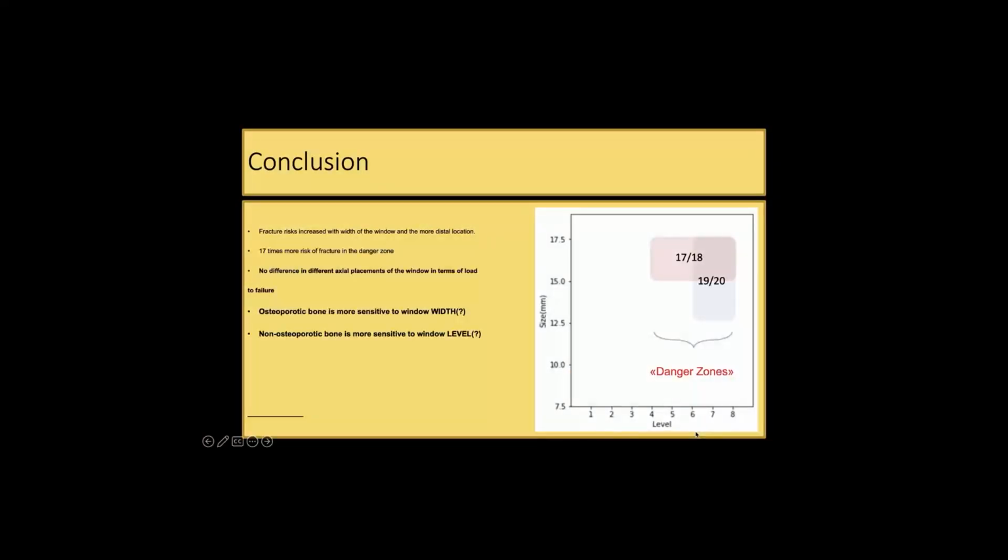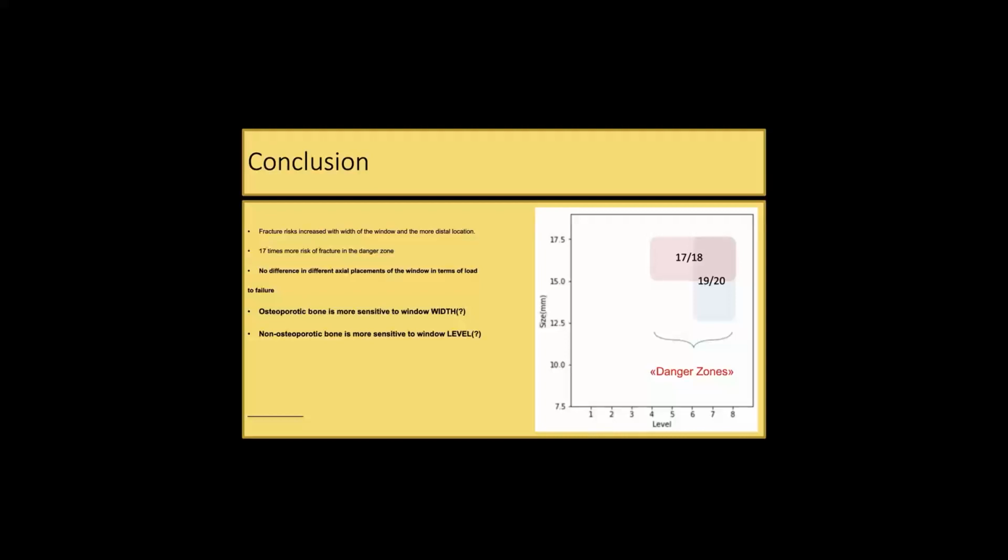The most important result in the study was the zones where the fractures occurred in both models. So on the right hand side you can see the fractures of the osteoporotic bone are represented by the red triangle, while the fractures of the non-osteoporotic bone are represented by the blue rectangle. So 17 out of 18 fractures happened within the red rectangle for the osteoporotic bone, and 19 of the 20 fractures happened in the blue zone. So we called them the danger zones.